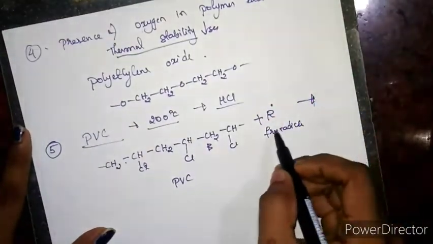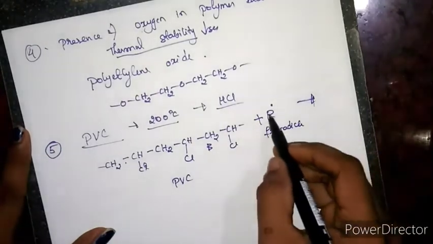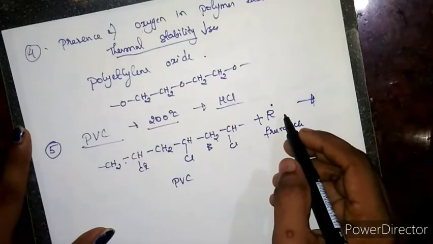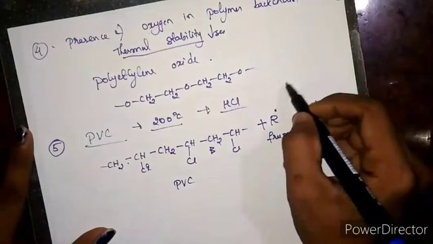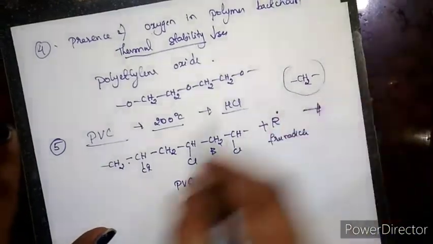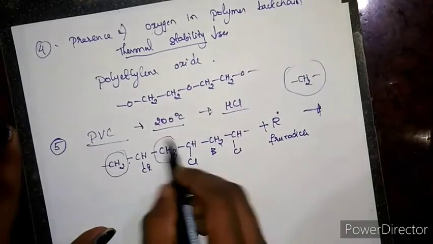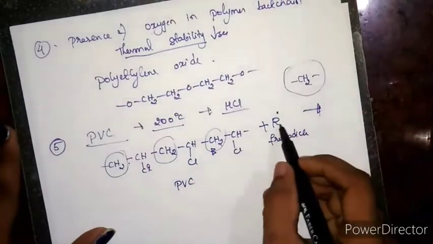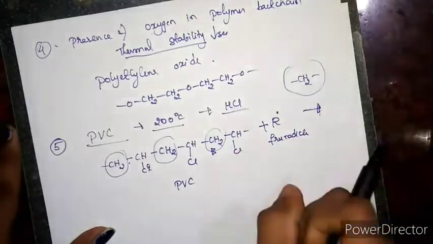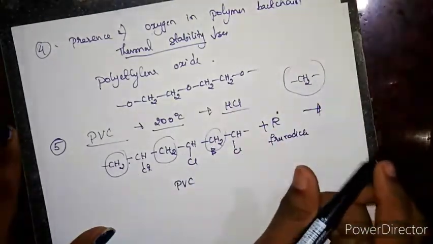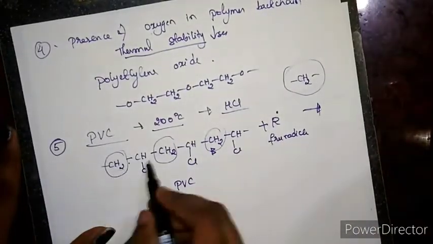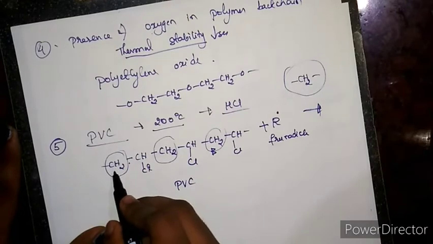Now the mechanism is that this free radical will abstract hydrogen from the methylene group. The methylene group is the CH2 group; here you can see the methylene, right? So this free radical will abstract the hydrogen from any of the methylene groups. For instance, imagine that R dot is abstracting the hydrogen from this methylene group. So what happened?